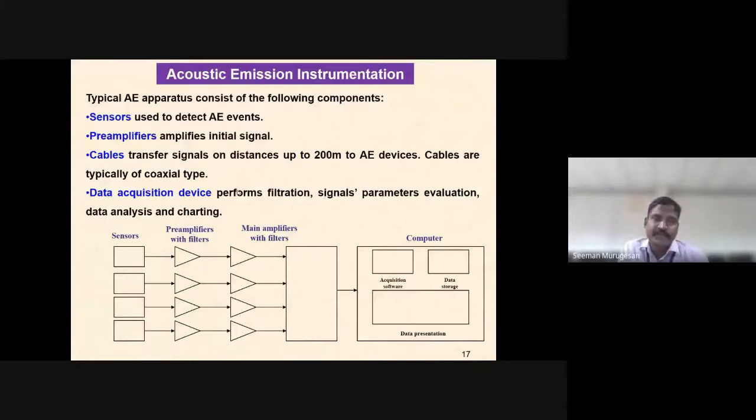Then the cable sends the signal over a distance of up to 200 meters. The AE cables are typically coaxial type. Then the data acquisition device is generally fixed in the computer CPU, and the board will be available. We perform the filtration, single parameter evaluation, data analysis, and finally the chart.